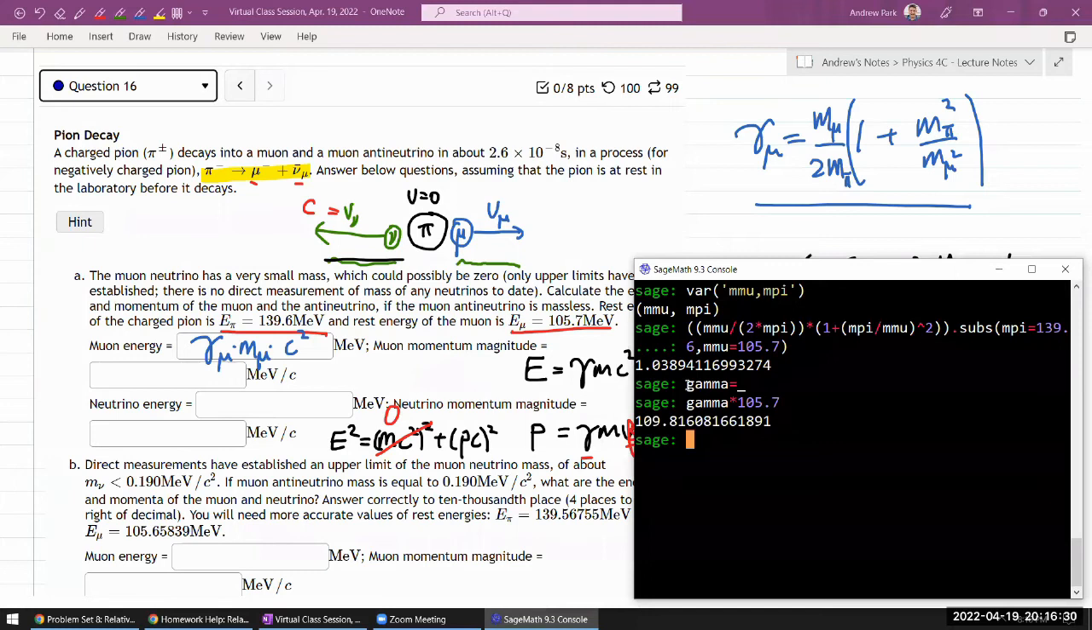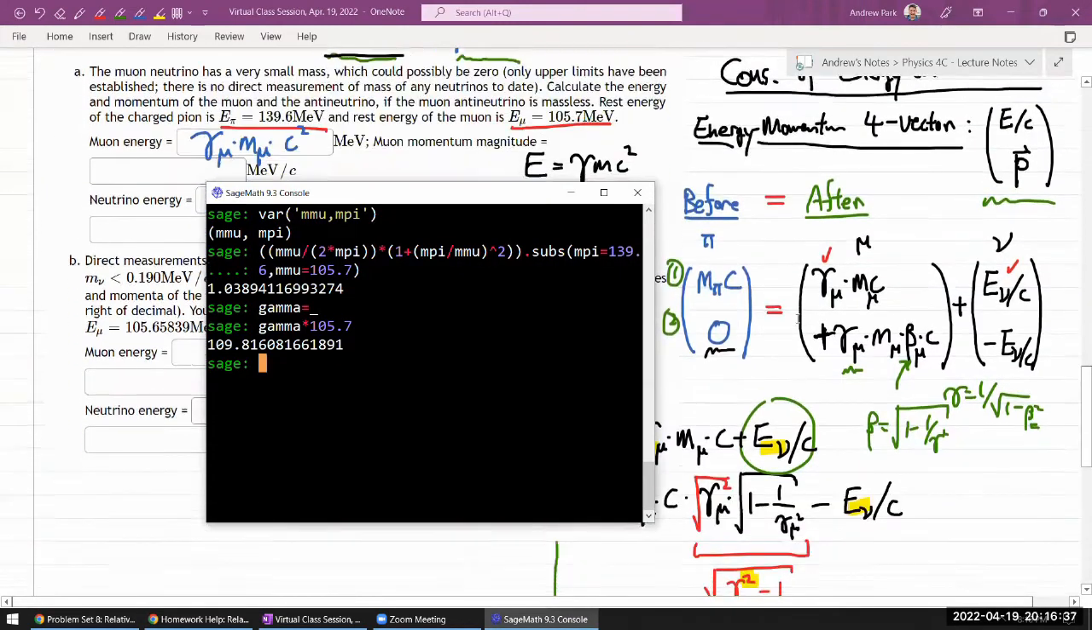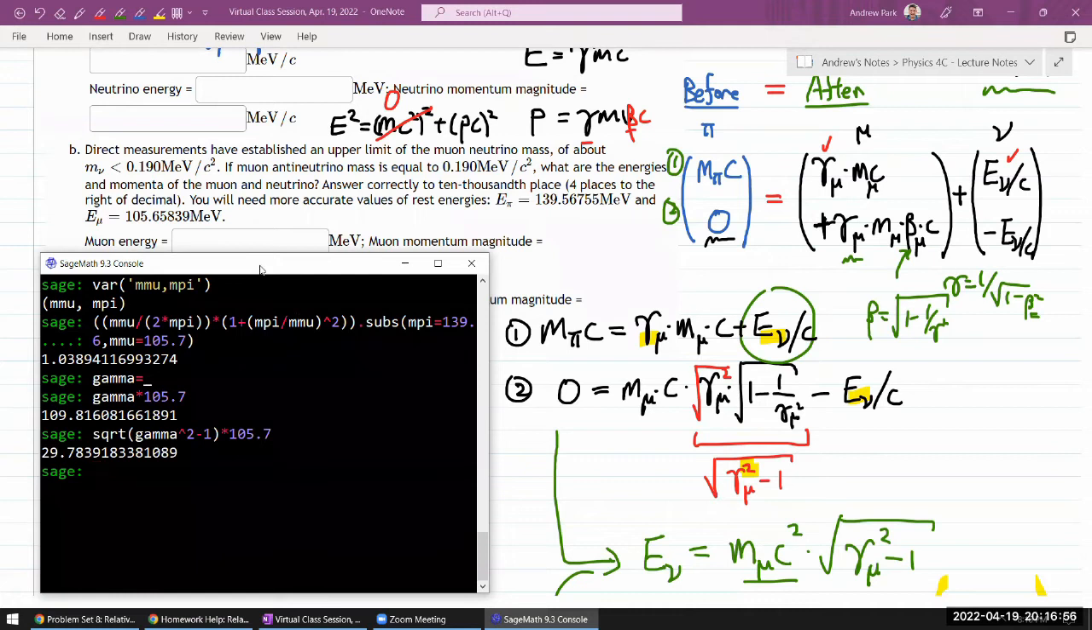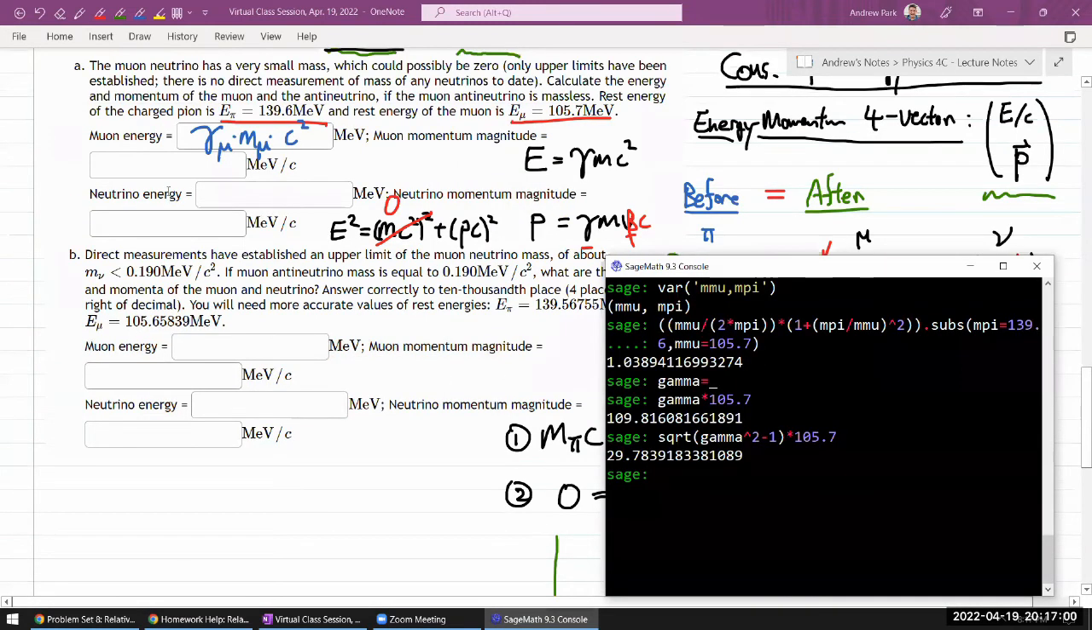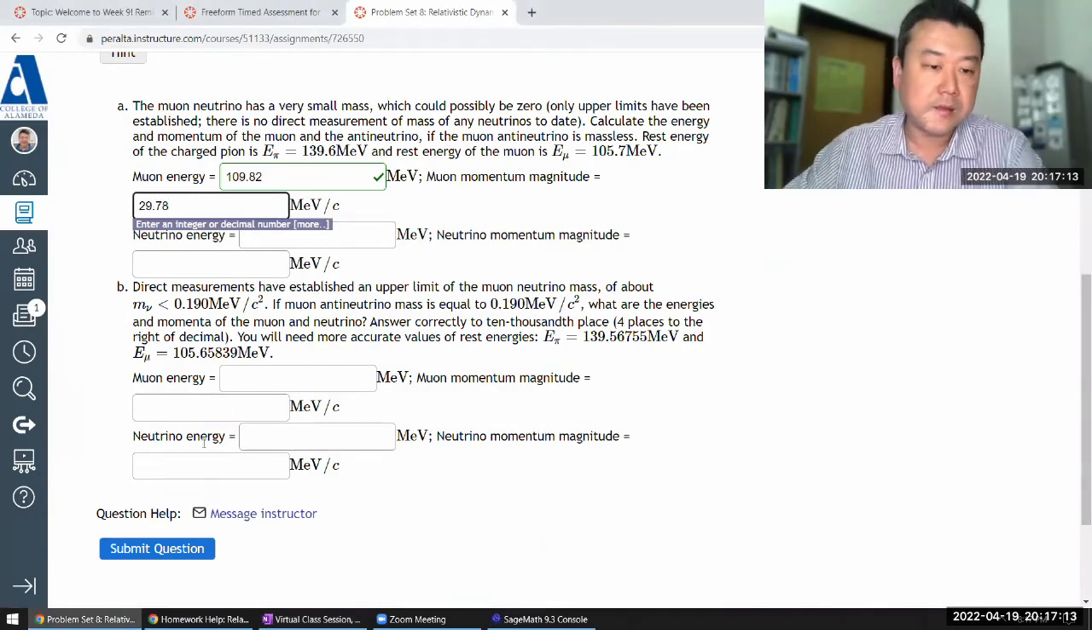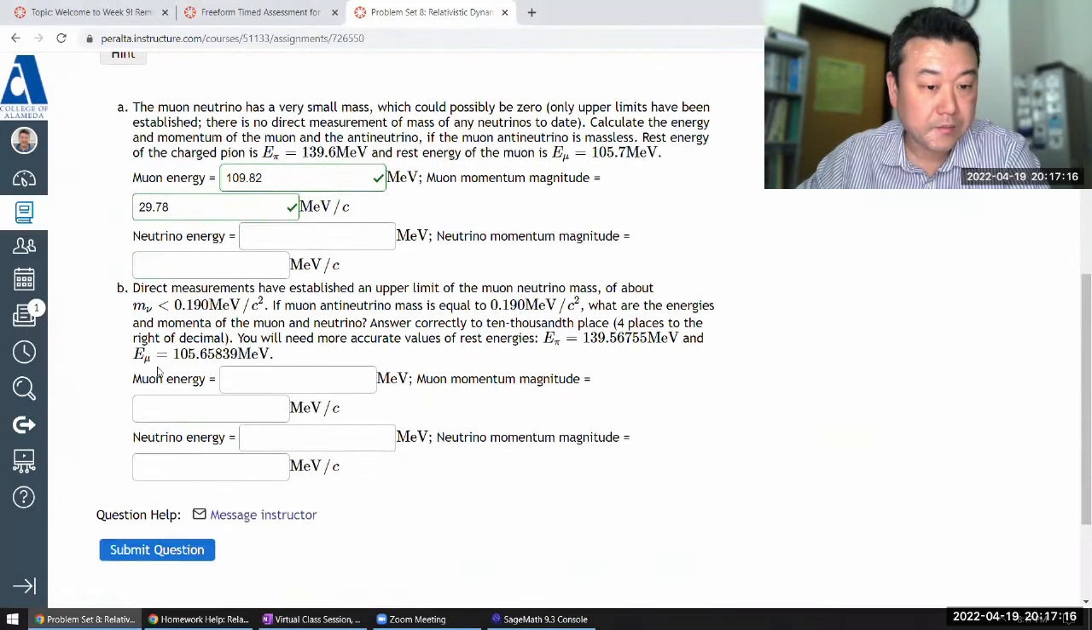The muon momentum, you still use this same value of gamma and calculate gamma m v, or I guess I can use this expression that I derived, which should be the square root of gamma squared minus 1 times mc. So square root of gamma squared minus 1 times mass of the muon, 105.7, and the c's will work themselves out. So the momentum of the muon would be 29.78 in these units. Oh, let me just plug it in. I guess I might have 29.78. And once you have this far, then the rest is easy.